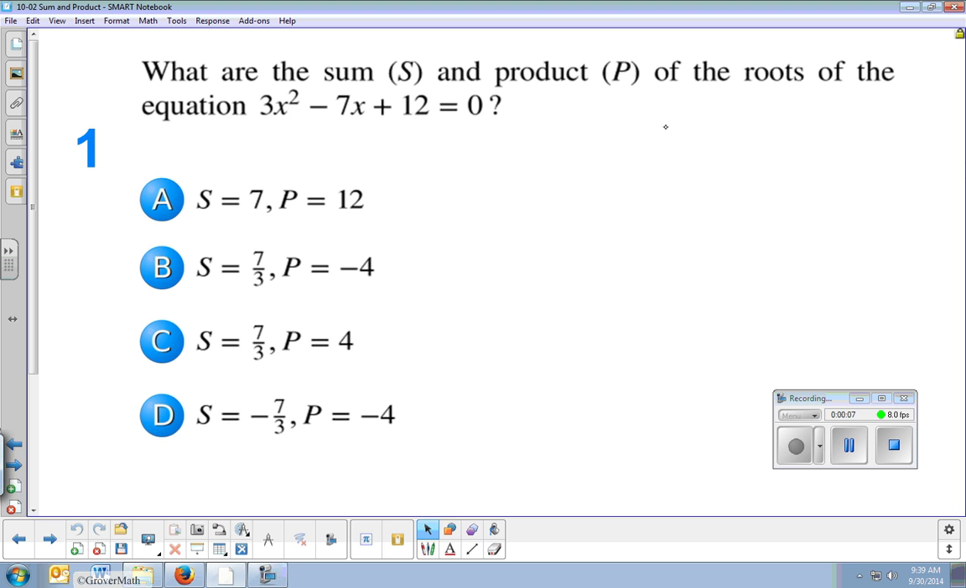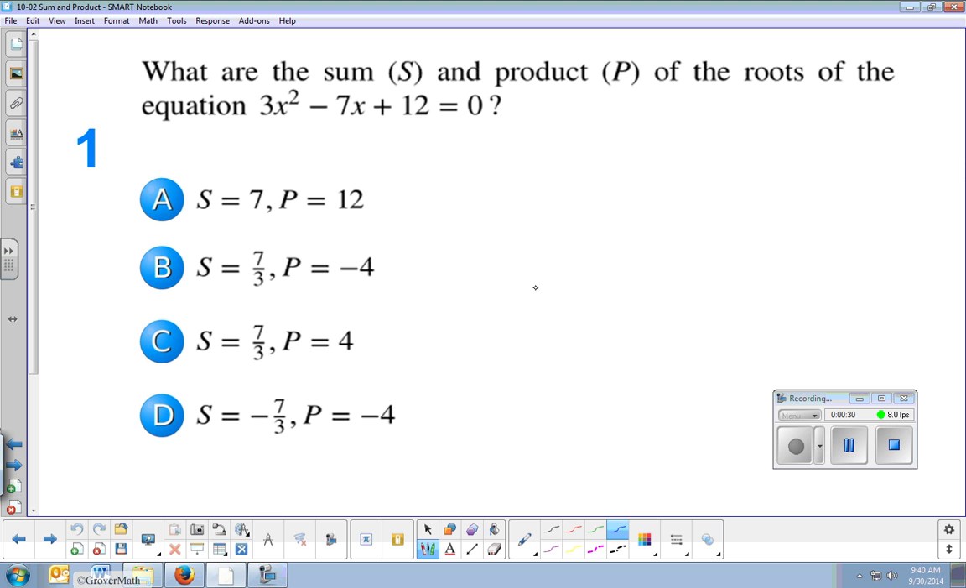What are the sum and product of the roots of the equation 3x squared minus 7x plus 12 equals 0? To find the sum and product of a quadratic equation, you have really two options. The long and unnecessary option is to go through the whole quadratic formula. I mean, if it's factorable, you could factor it, but if it's not, you've got to do the quadratic formula.